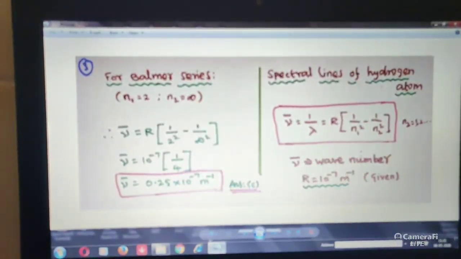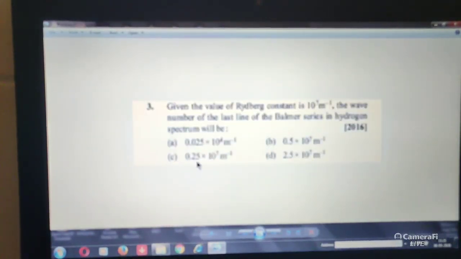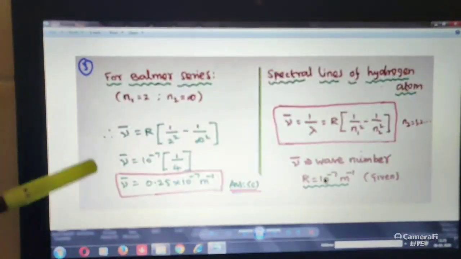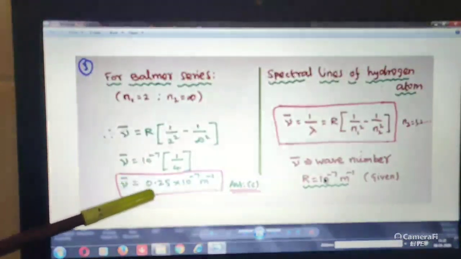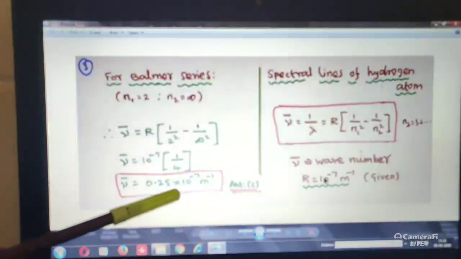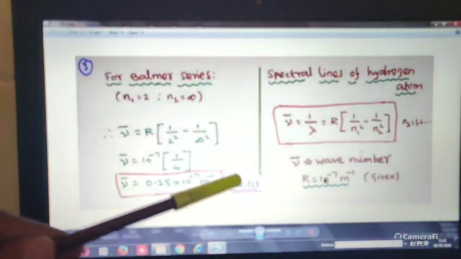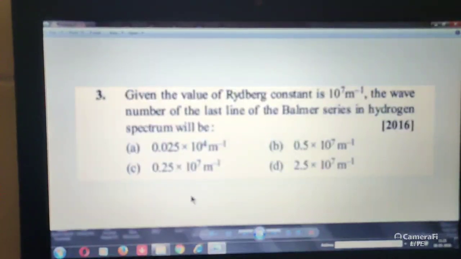Once again I will check with the answer. Option C, yes, correct. So mu bar is 10 power plus 7 into 1 by 4, so the answer is 0.25, because 1 by 4 we can write as 0.25, into 10 power plus 7 per meter. That is given as option C, 0.25 into 10 power plus 7. I will send the notes after recorrecting.